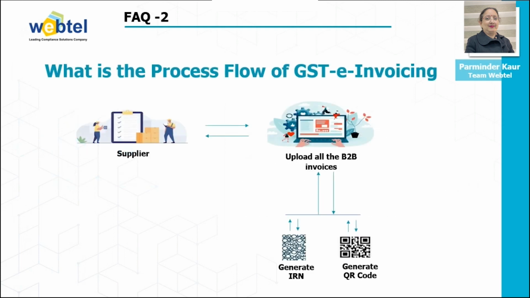What is the process flow of GST e-invoicing? The e-invoice system is for GST-registered persons to upload all the B2B invoices to the Invoice Registration Portal. The IRP generates and returns a unique invoice reference number, a digitally signed e-invoice and a QR code to the user.